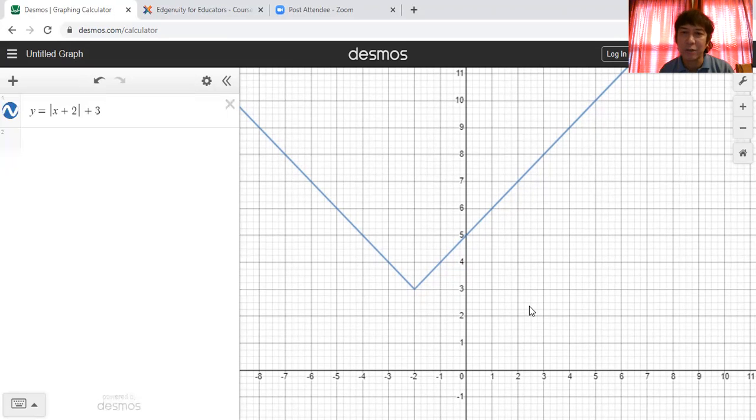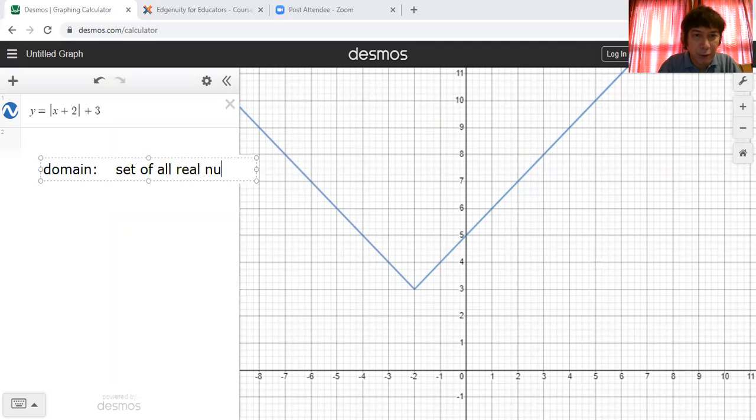The domain is the set of all real numbers. No restriction for x, but the range is only from positive 3 or higher. So you can make use of your domain here. This is the domain, and of course, it will be the set of all real numbers. You can very well see it from the graph. No restriction for x. All negatives, all positives, including the 0, are possible inputs for x.